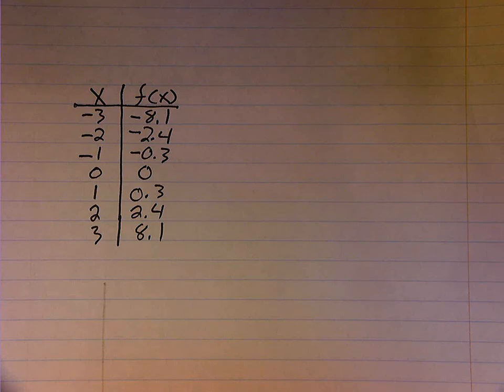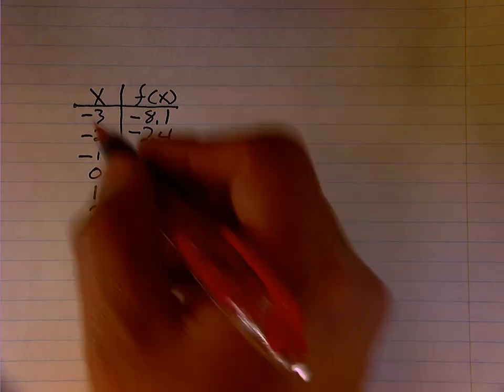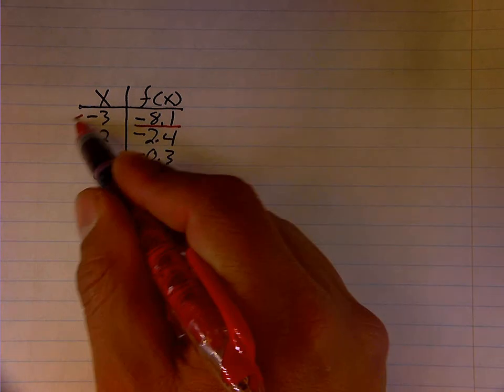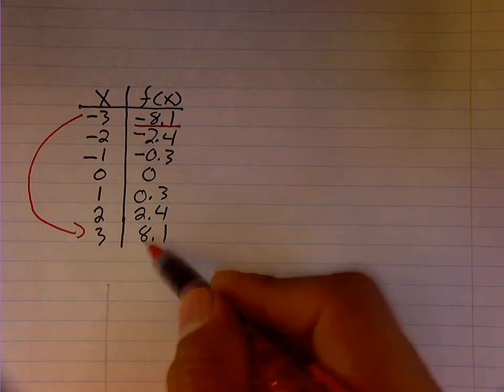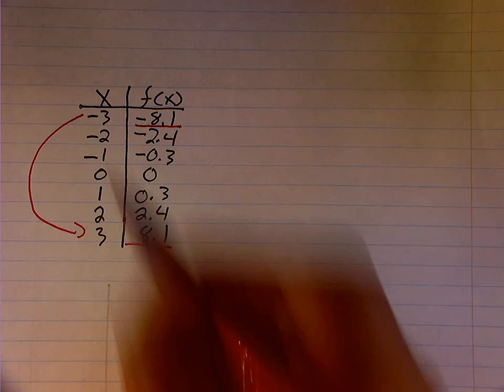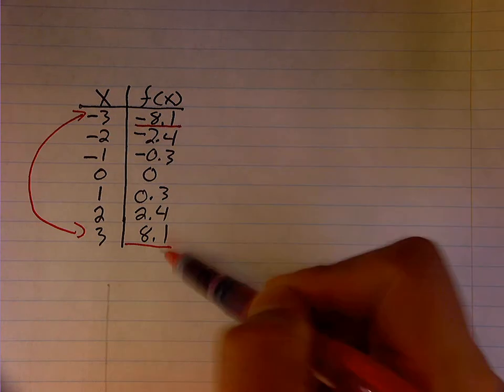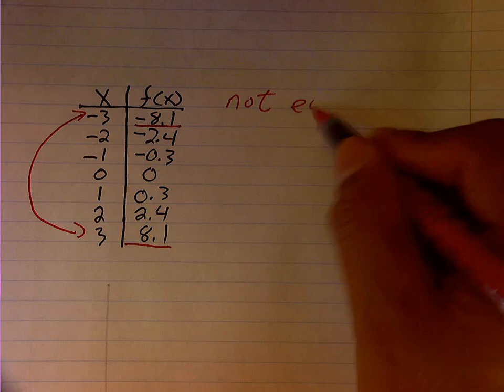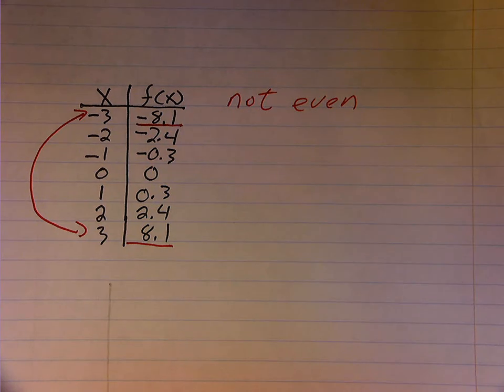Okay, now I'm going to look at another table. A function is even if I plug in a value for x and get an output, and if I change that sign, I get the same output. Well, here I did not get the same output. So when I changed the sign of x, I ended up with different y values. This is not even. What about the possibility of odd?